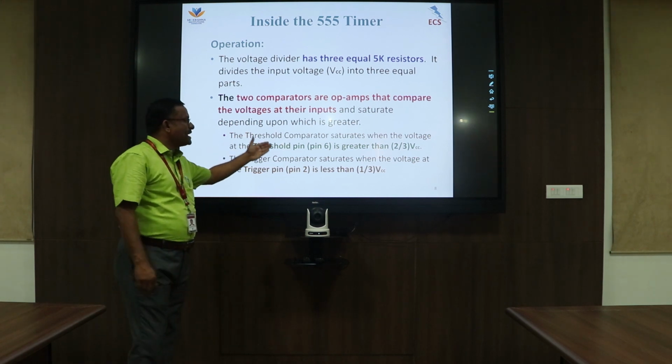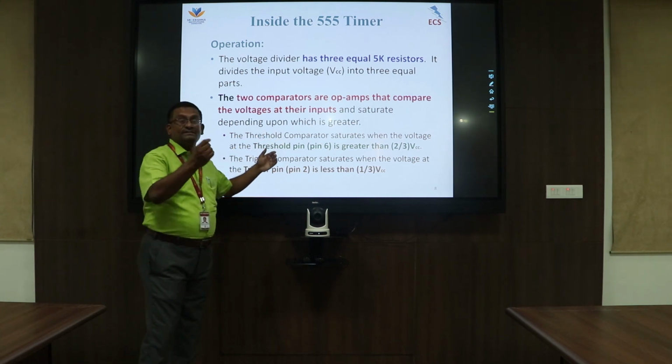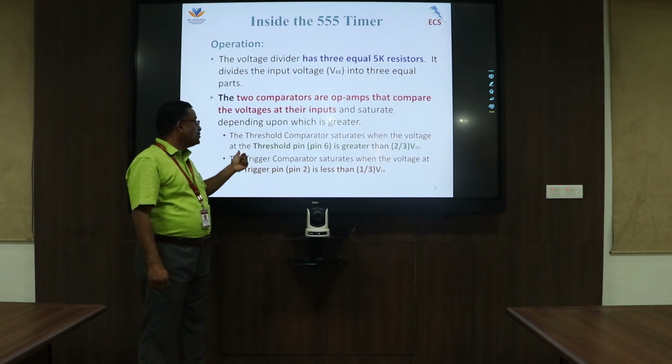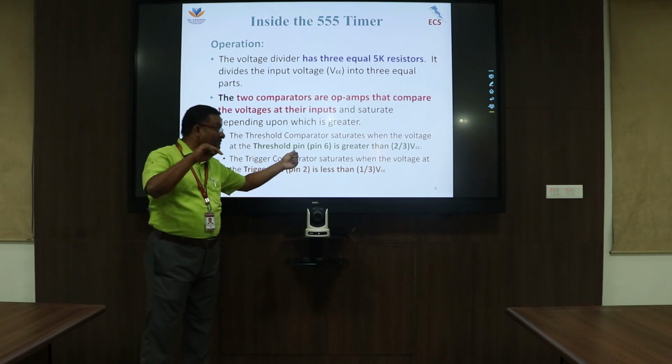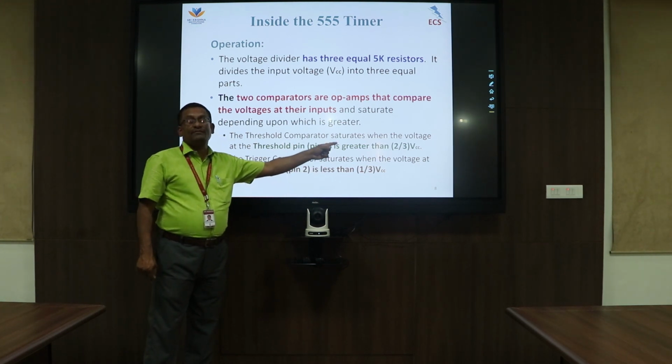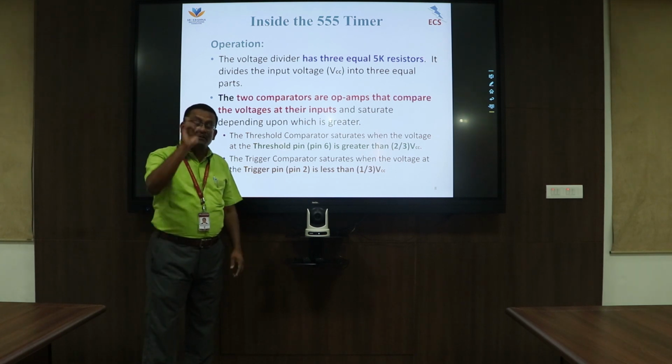So the threshold comparator saturates. Carefully listen, guys. The threshold comparator saturates when the voltage at the threshold pin, that is pin number 6, is greater than 2 divided by 3 VCC. So this is the first condition.